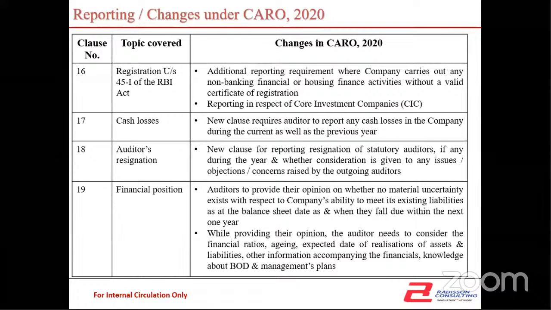Clause number 18, auditor's resignation. This is a new clause for reporting resignation of the statutory auditor, if any, during the year, and whether consideration is given to any issues, objections, or concerns raised by the outgoing auditor. So whenever an auditor resigns from his audit service, he is required to file ADT-3. The incoming auditor, that is the new auditor, will have to send a request for a no objection certificate, and the resigning auditor will issue him a no objection certificate that the resigning auditor has no objection to the incoming auditor accepting the audit assignment.